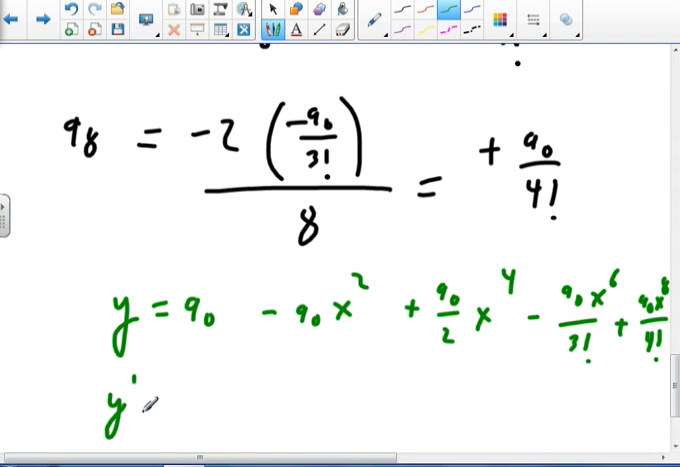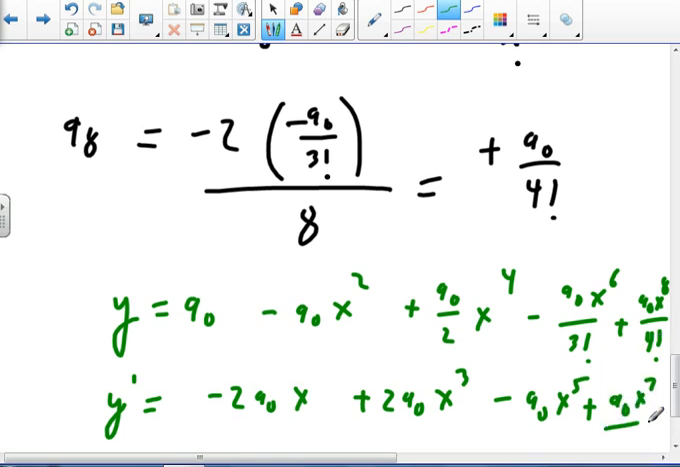Y prime is going to be, that guy goes away, minus 2A0x plus 2A0x cubed minus, the 6 goes out in front, minus A0x to the 5th plus the 8 goes out in front, A0x to the 7th over 3.